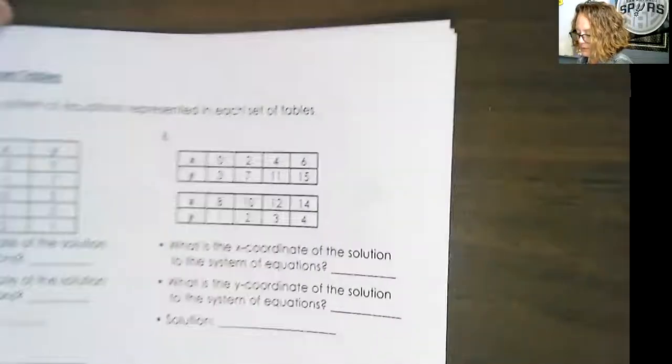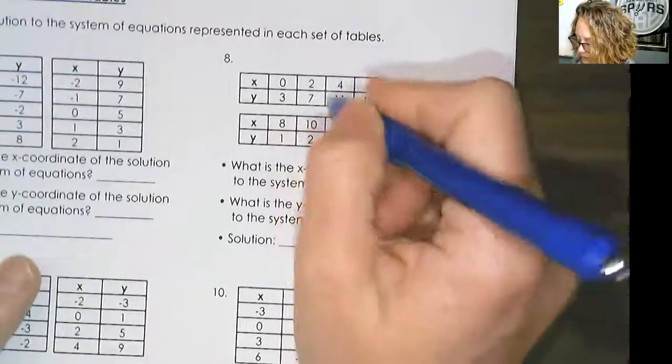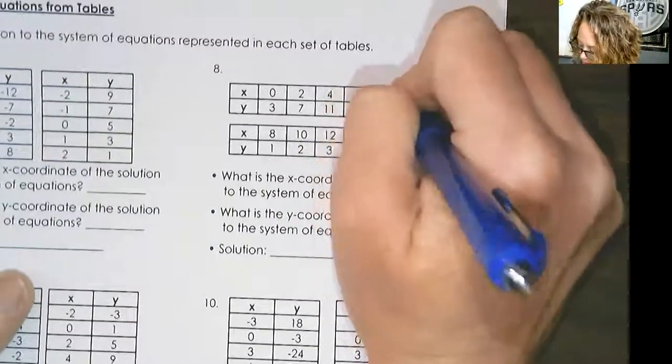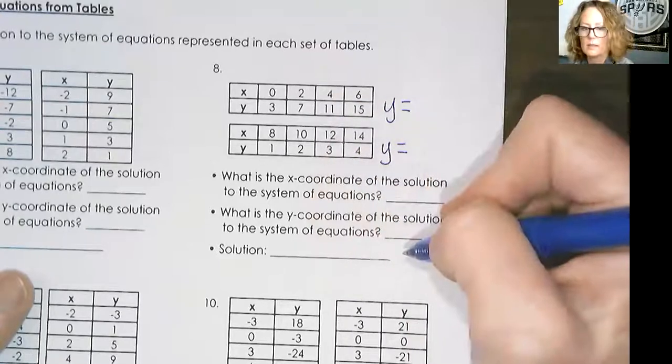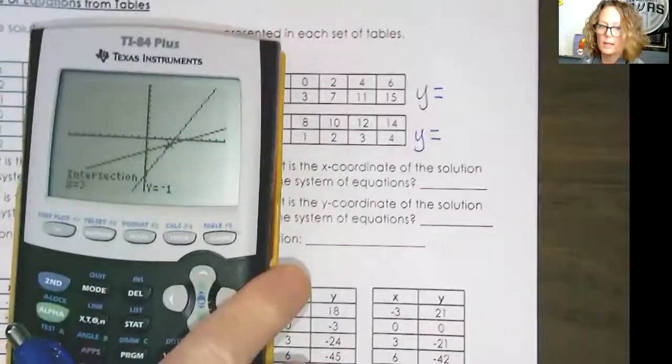Then you're going to have some problems like this, where they give you the table for each of the lines, so we need an equation that's in y equals, so then we can find out where they intersect. So we're going to put this first table in, and I'll show you how to do that.